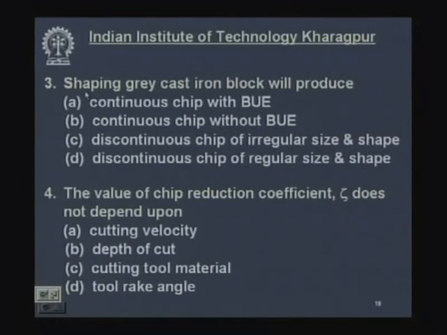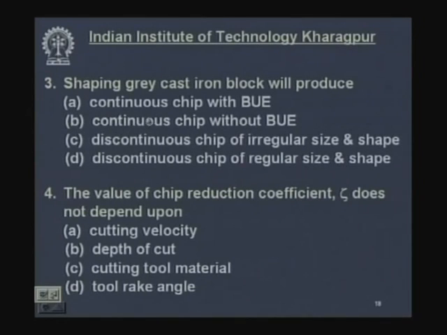Next question, shaping process. In a shaping machine, a gray cast iron block, if you just shape a cast iron block in a shaping machine by any cutting tool, say high speed steel or carbide, will produce what kind of chip? Continuous chip with built up edge, continuous chip without built up edge, discontinuous chip of irregular size and shape, discontinuous chip of regular size and shape.